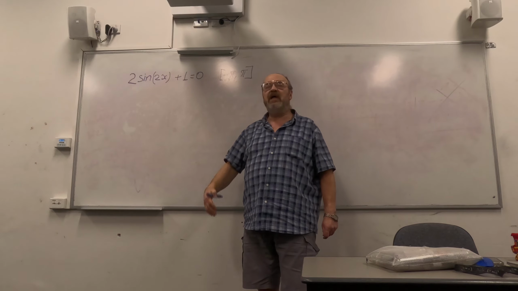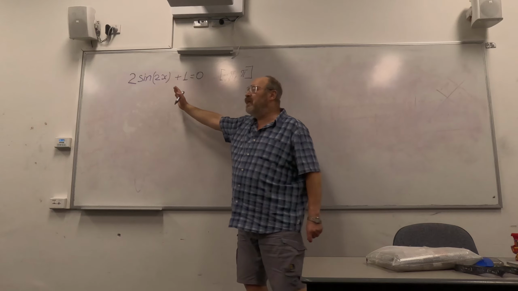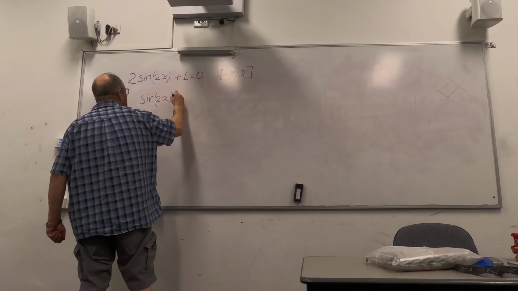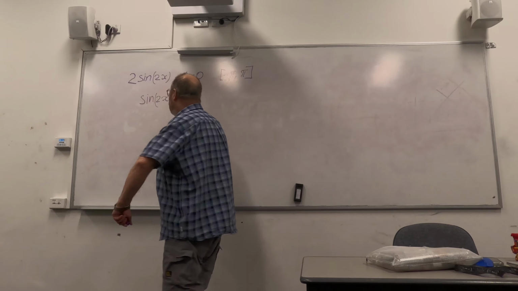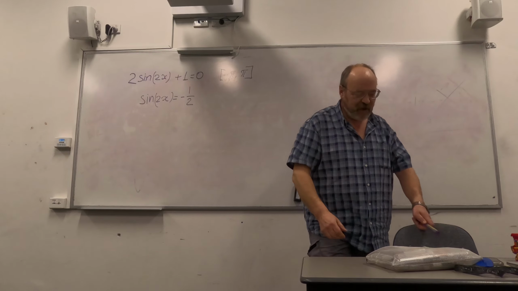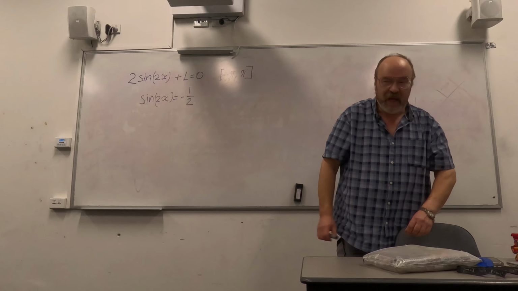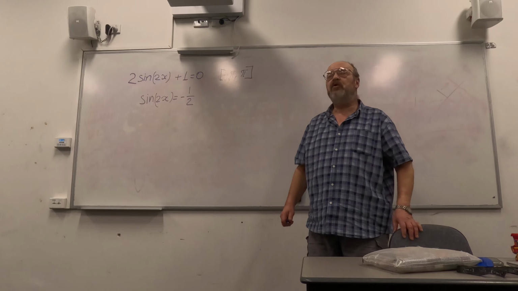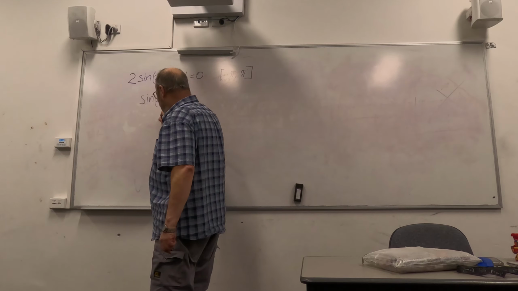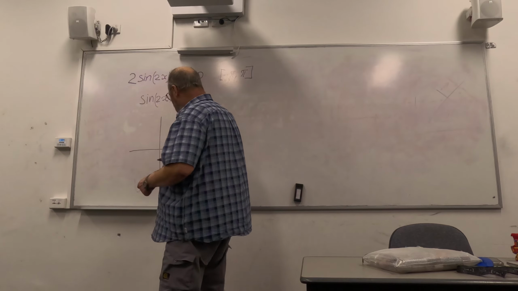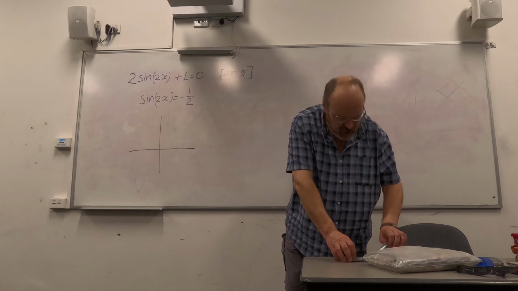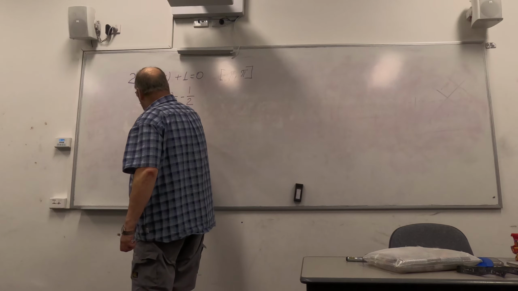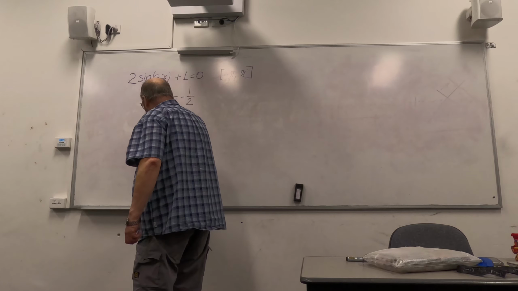Okay. First, how are we finding the solution? First, let's rearrange this. Sine 2x equals negative 1/2. Rearrangement should have no problem with it. And now, to solve this, we need to think about the unit circle. If this is a unit circle, with y, x, and radius 1.